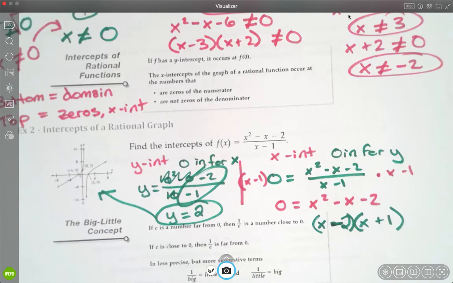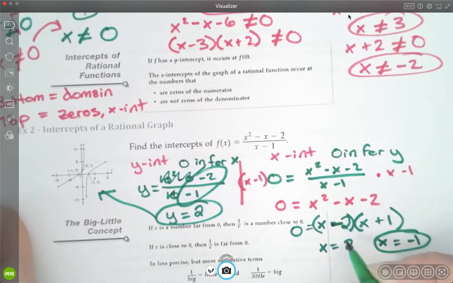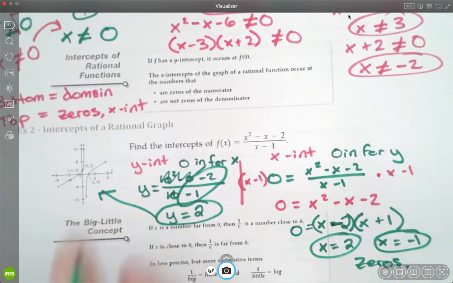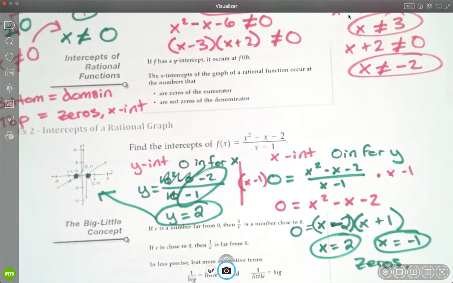Now, we're not doing domain, so we're not doing what x is not. We're doing where the graph touches the x-axis, in this case. So, set equal to 0. So, x is going to be 2, and x is going to be -1. These are going to be my zeros, or where it touches. Does it touch the x-axis at -2 or at -1 and 2? -1 and 2, right there. Okay? Does that make sense?